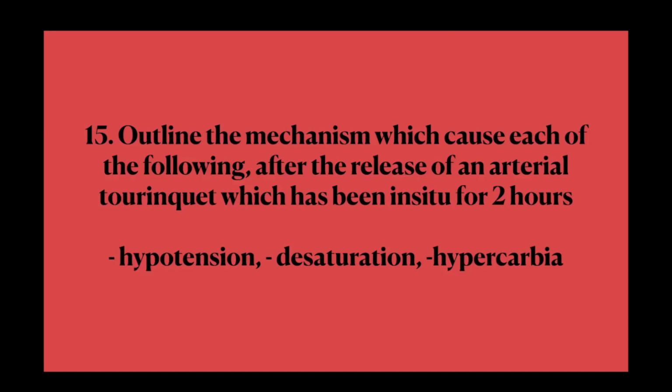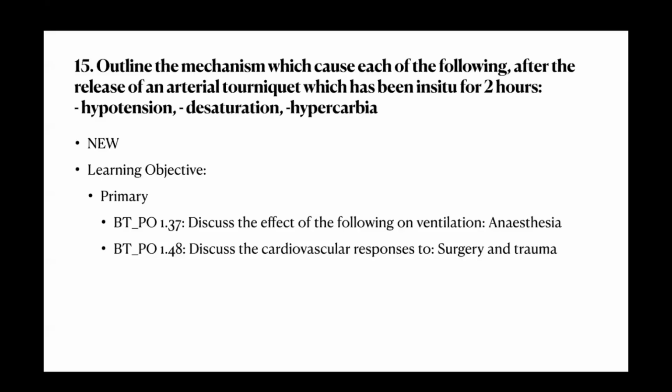And then the last one, outline the mechanism which cause each of the following after the release of an arterial tourniquet, which has been in situ for 2 hours: hypotension, desaturation, hypercarbia. One of the applied questions that has appeared on this exam, and it is a new one, and the learning objective was primary BTO 1.37, discuss the effect of the following on ventilation, especially with regard to anesthesia, and BTPO 1.48, discuss the cardiovascular responses to surgery and trauma.